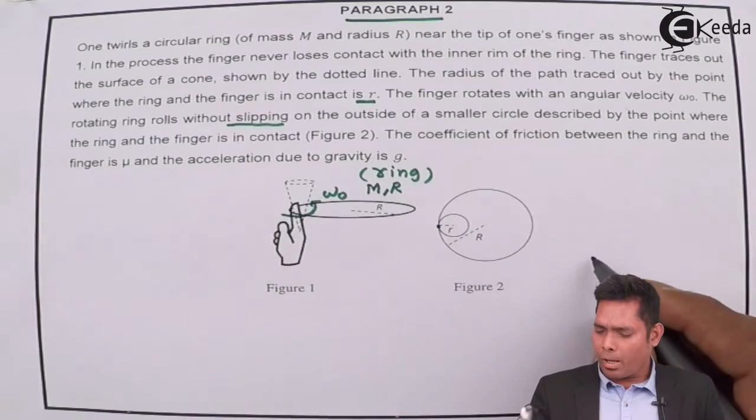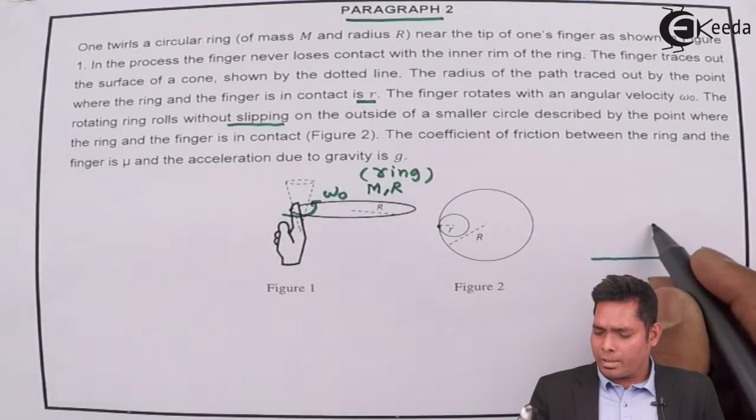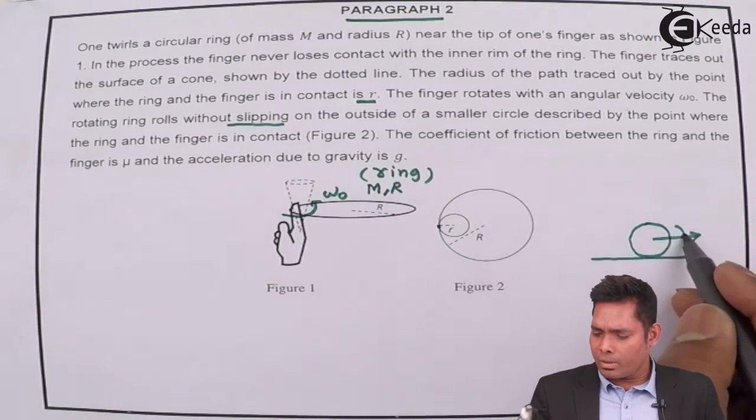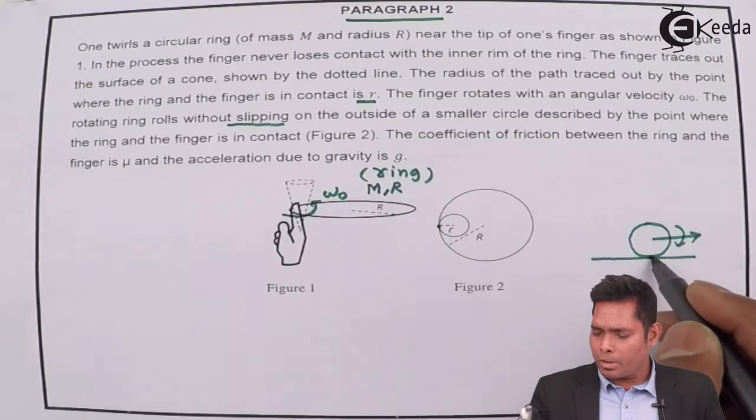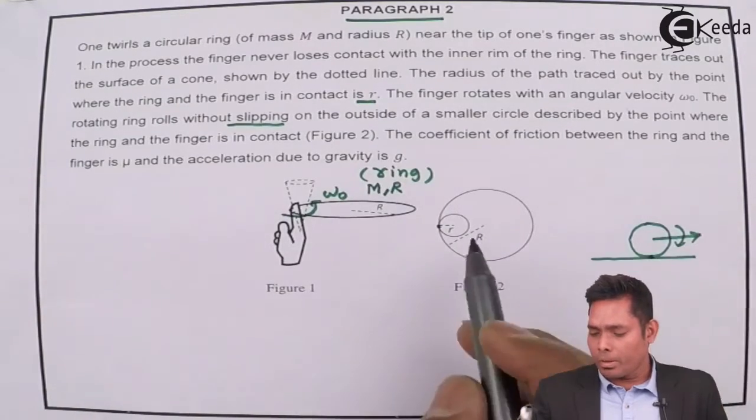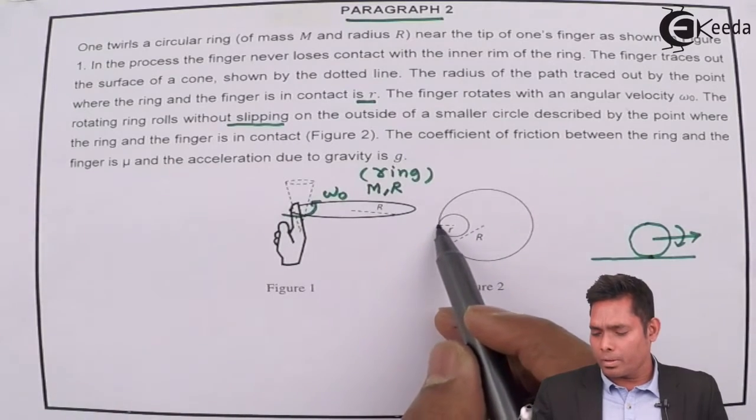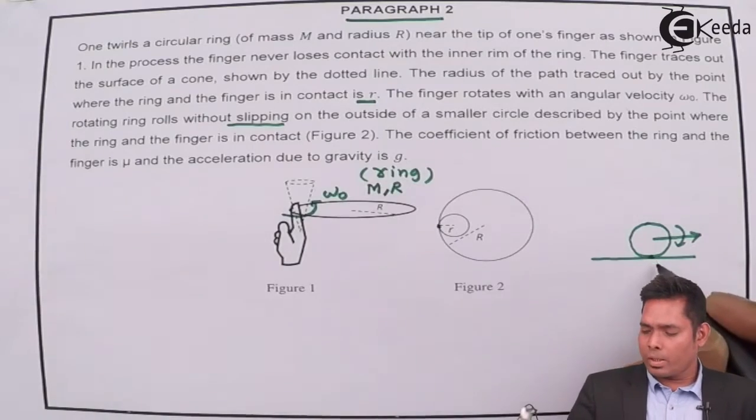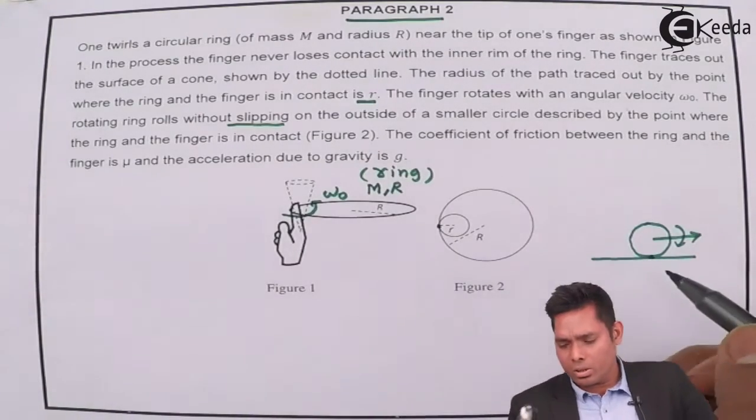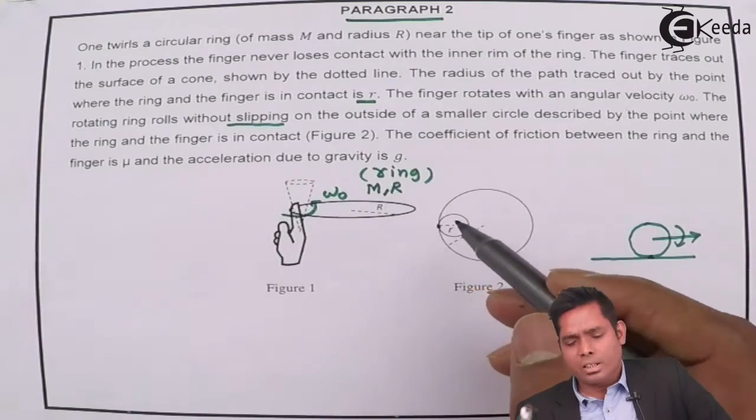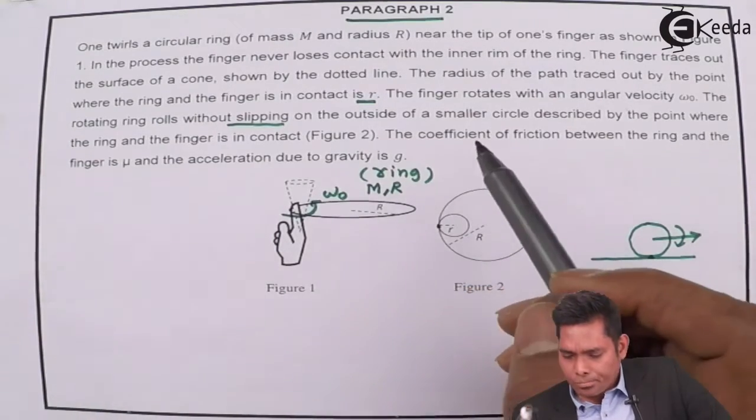Just like if you have a surface and suppose a disc over here, and it is rolling, so it is translating and rotating. So this is the point about which it will rotate or roll. Similarly, this ring is rolling about this point. So this point is known as the instantaneous axis of rotation. Here also we can consider this as the instantaneous axis of rotation.